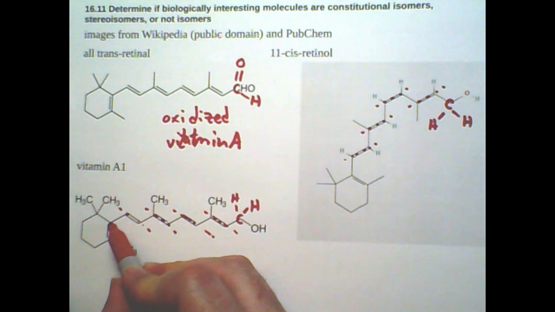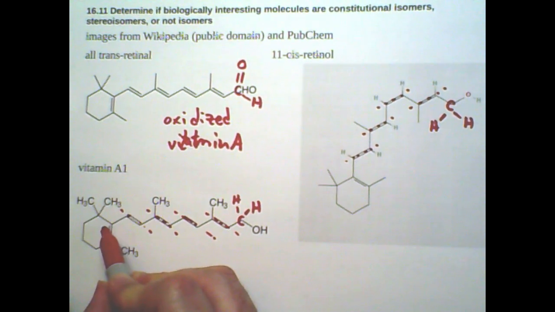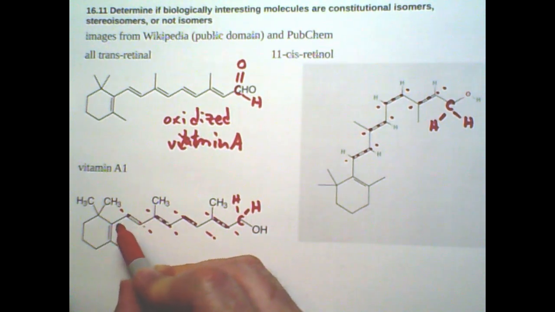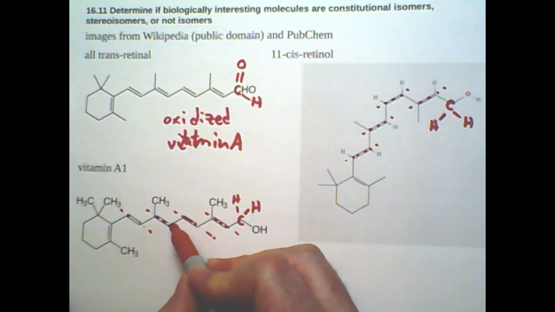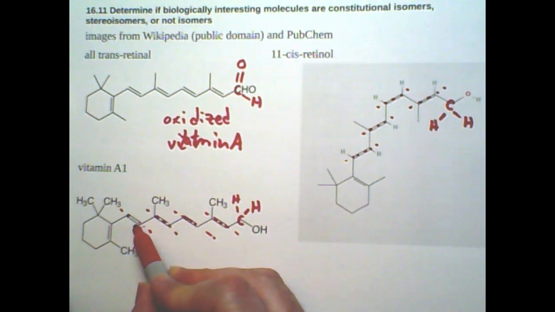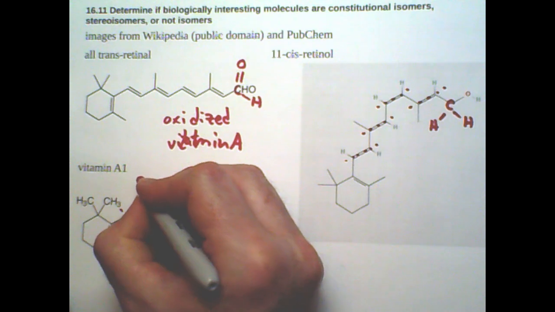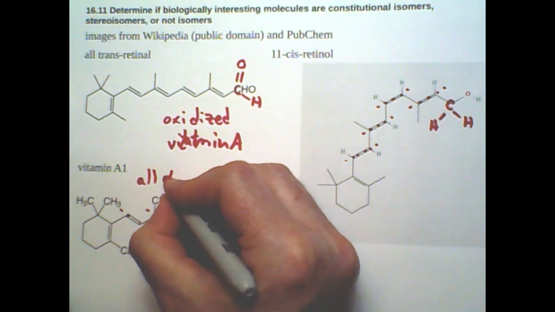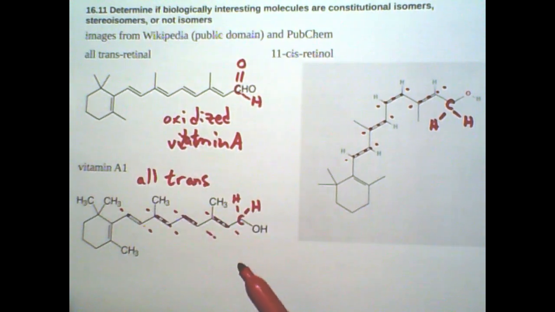Down here, from this double bond, we go to the left and to the right. This is a trans double bond. This one again, a trans double bond. The biggest groups are across from each other. This vitamin A1 is all trans, just like all-trans retinal.